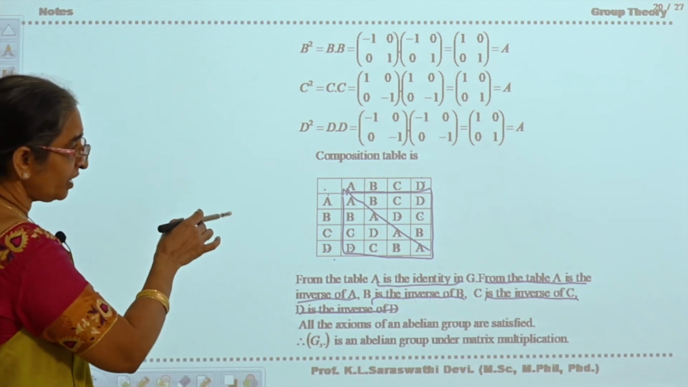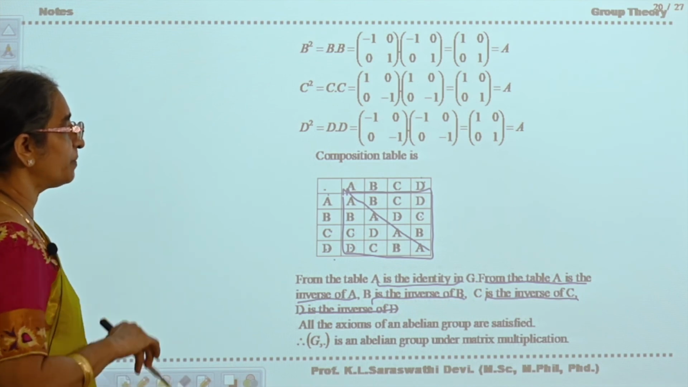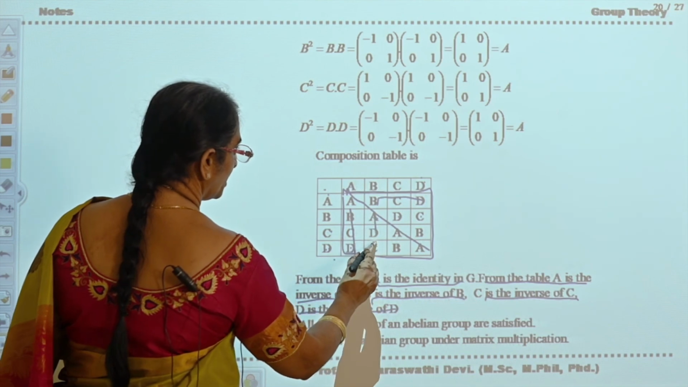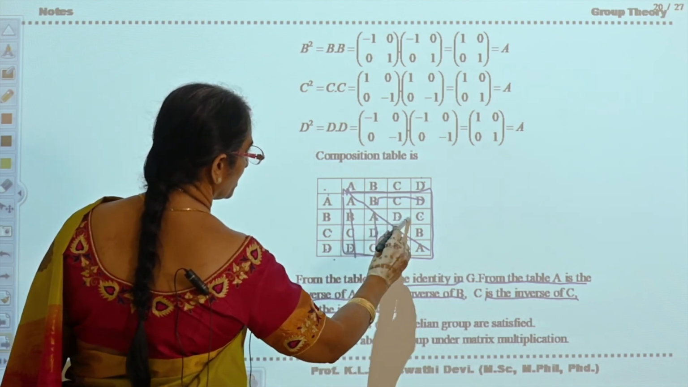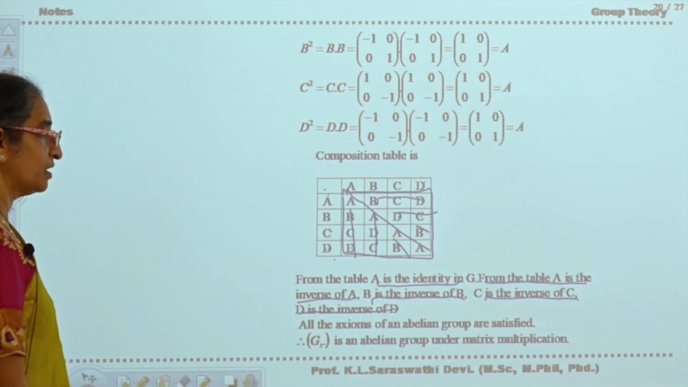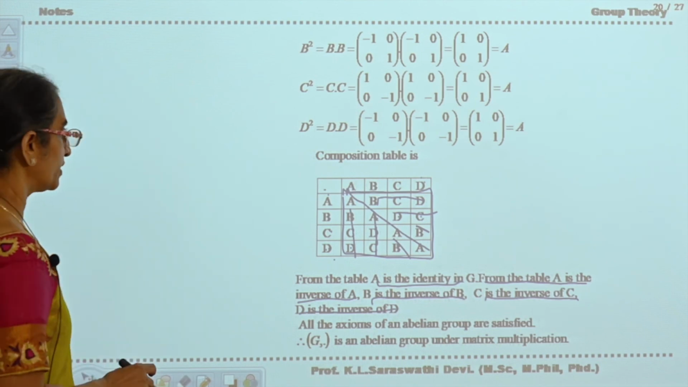Now, along the principal diagonal, the elements are placed symmetrically. This is B, C, D, B, C, D, A, D, C, D, C, B, B. Therefore, the abelian property is satisfied. Therefore, G is an abelian group.